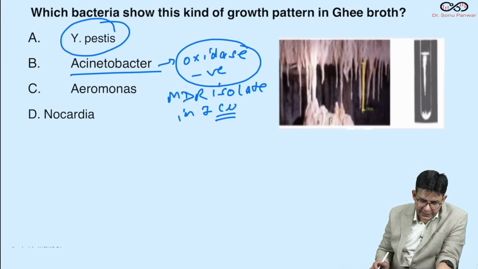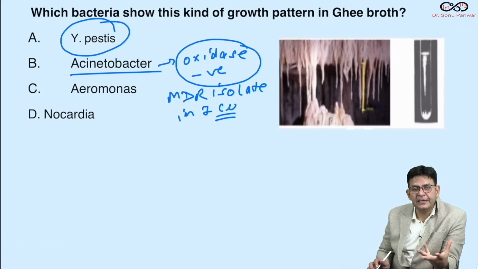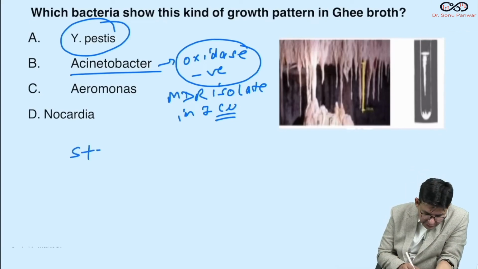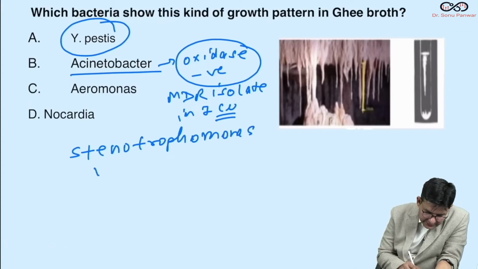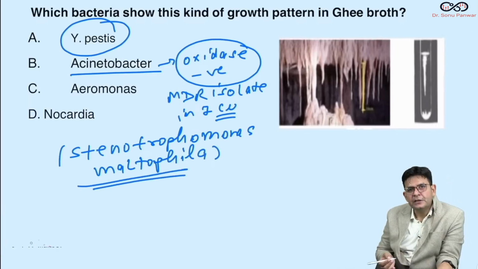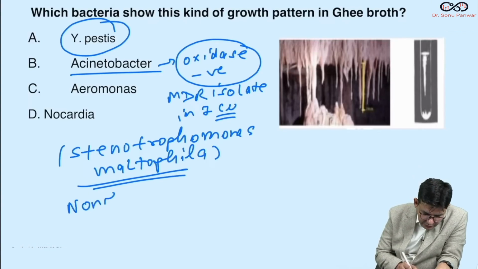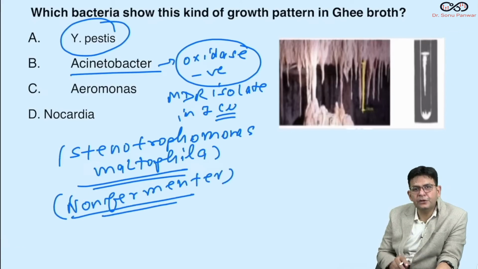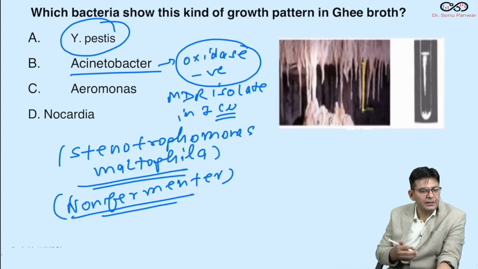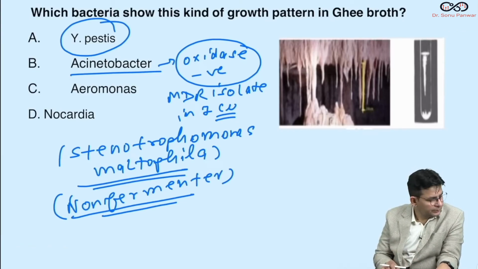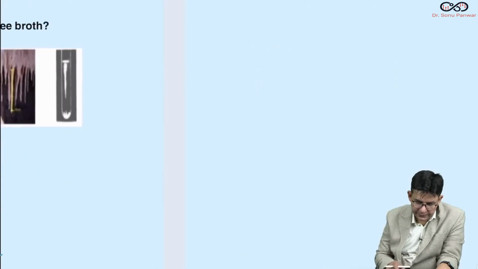Very right, very right. Answer is Yersinia pestis, and Acinetobacter you need to know is oxidase negative and an MDR isolate in the ICU. And in a recent INI-CET question, this name at least you should know: Stenotrophomonas maltophilia. By chance, if you get this particular name in your paper, which you might, Stenotrophomonas maltophilia is also a non-fermenter, intrinsically resistant to a number of drugs and susceptible to cotrimoxazole. This was asked in INI-CET, and this can be repeated again. Okay guys, let's move.